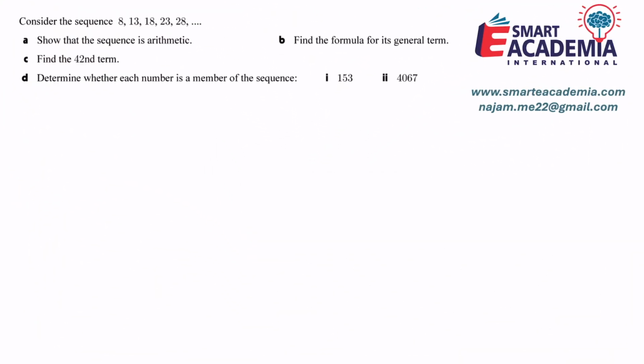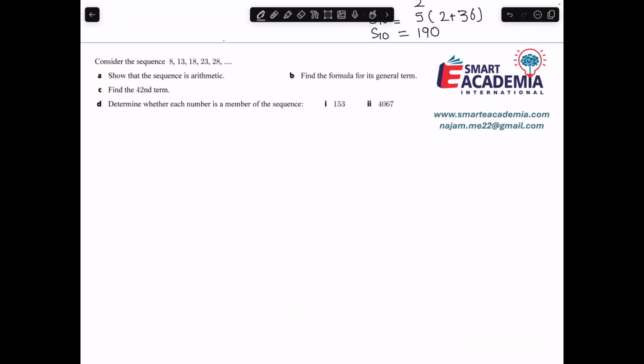Now let's consider some examples for arithmetic series. The question says, consider the sequence 8, 13, 18, 23, 28, and so on. The A part says to show that the sequence is arithmetic. I told you in my previous explanation that for an arithmetic series, we must have a common difference, which means u4 minus u3 should equal u3 minus u2, which should equal u2 minus u1, which equals d, which means all of these must have the same common difference.